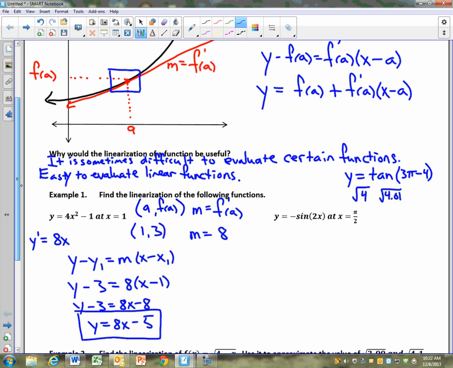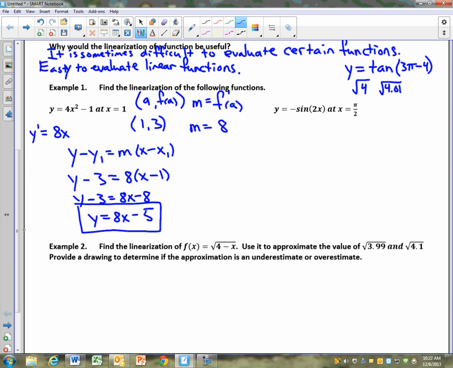And so the idea is, was it easy to plug in 1 there? Yeah, but what if I wanted to know the function's value for 1.01? That would be more difficult, wouldn't it? Would you rather plug in 1.01 to 4x squared minus 1, or would you rather plug it into 8x minus 5? 8x minus 5. And you would come up with a very close approximate value. Does everybody understand that idea?